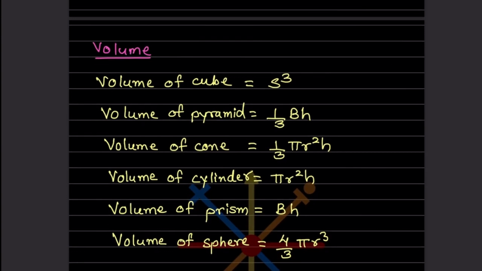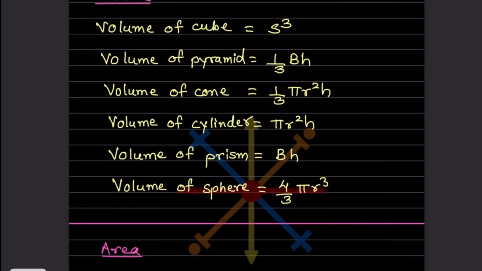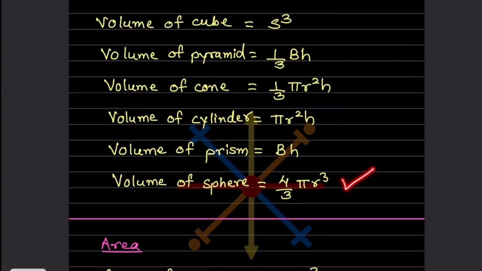Now let us see the volume. Volume of cube, that is S cube. Volume of pyramid, that is half into BH. Volume of cone, 1 by 3 pi r square h. Volume of cylinder, pi r square h. See, this is 1 by 3 pi r square h and this is pi r square h, so just see the difference between both of them. Then volume of prism, that is BH. Volume of sphere, that is 4 by 3 pi r cube.